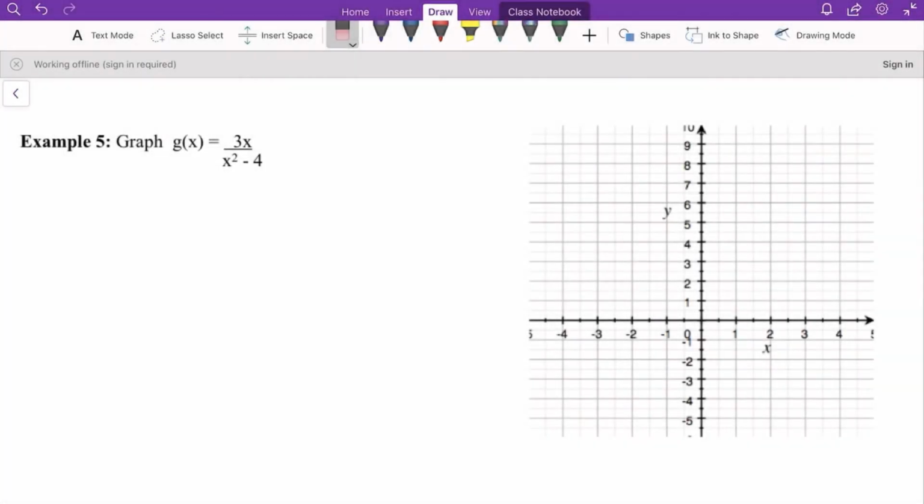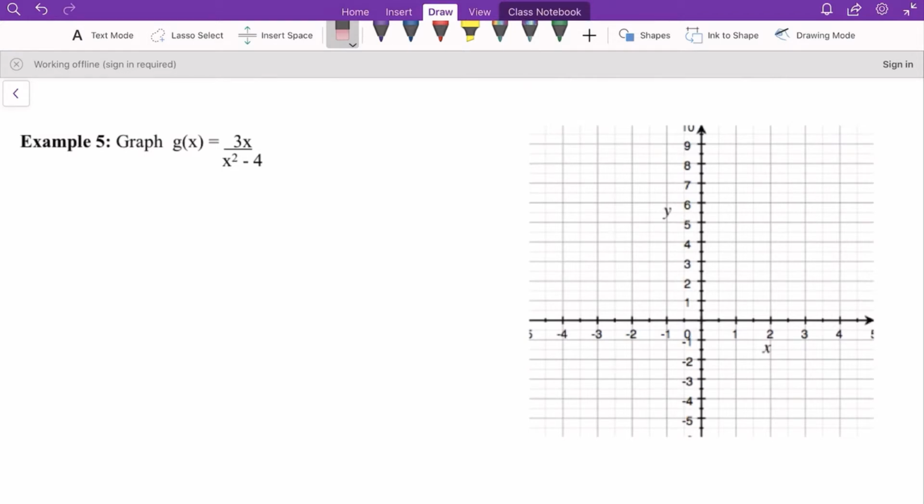This is video 4 in the series on rational functions. In this video, we're going to continue with the graphing of a rational function. And we're going to start with this example I have on screen right there. It says graph g of x equals 3x over x squared minus 4.